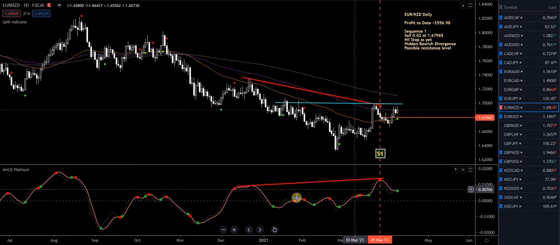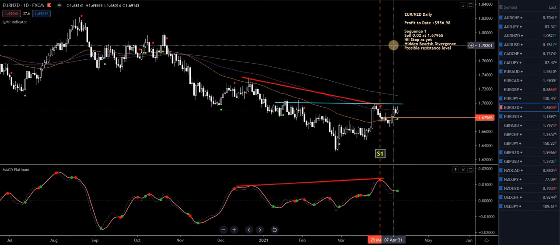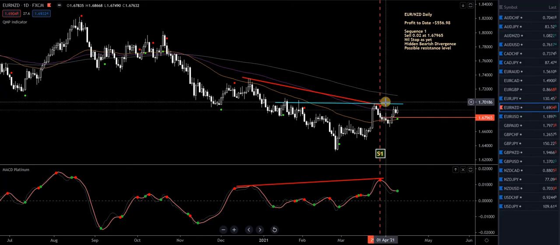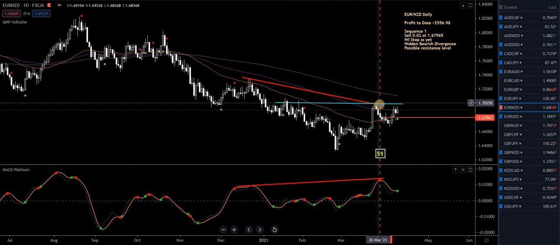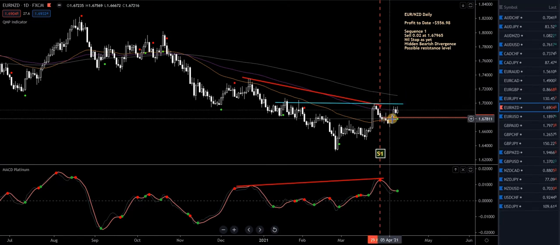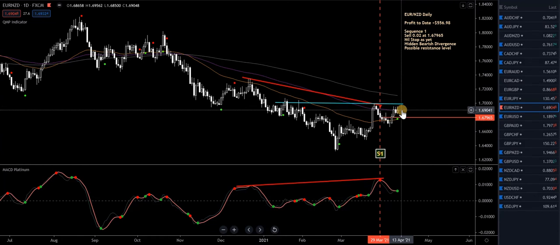buy trade here. This initial sell trade was based on hidden bearish divergence. You can see it there: higher highs on MACD Platinum, lower highs on price. Now the sell, it started to go nicely, now it's turned up, so what I'll do is take a buy the same size, and it locks in a loss between that sell and that buy.